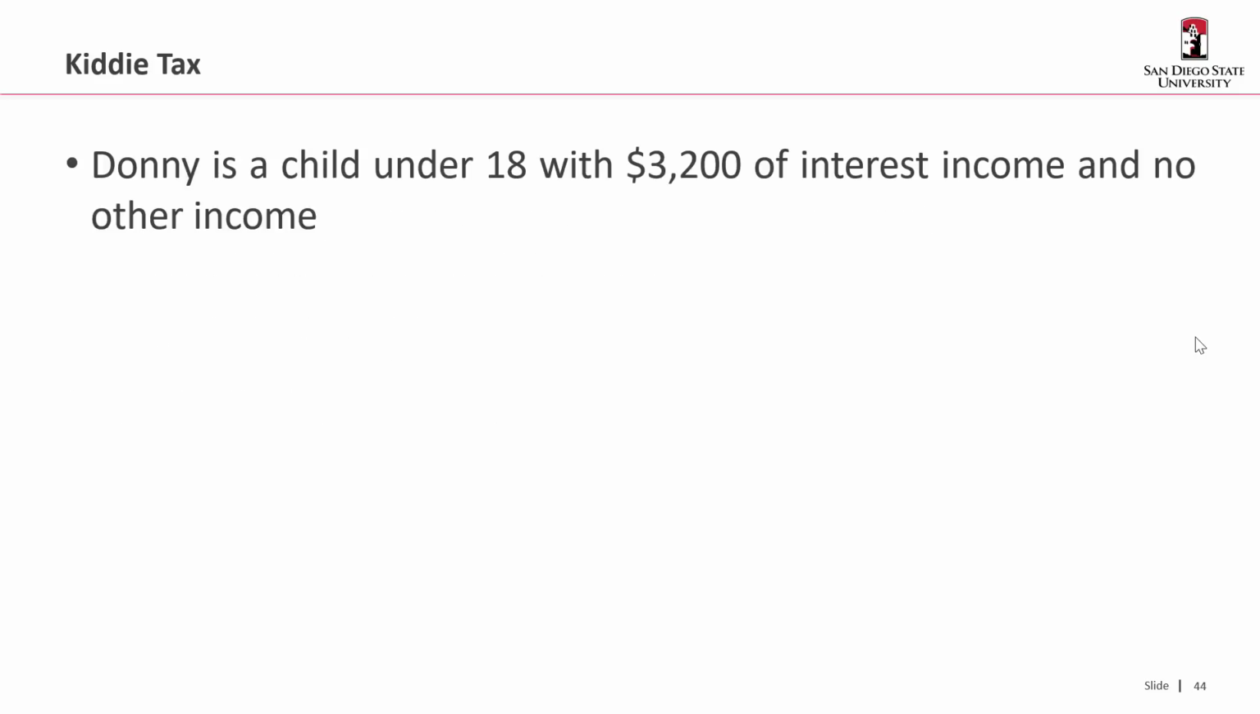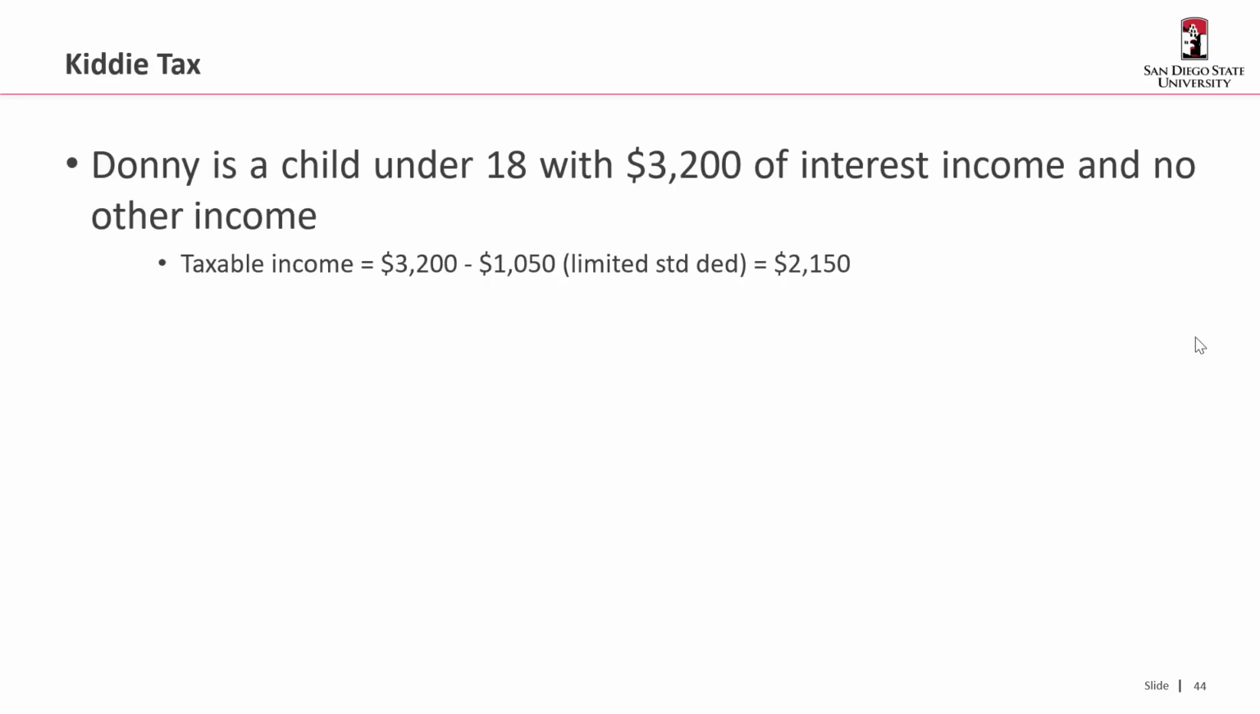So we're going to do a bunch of examples together. So Donnie is a child under 18, and he's got $3,200 of interest income and no other income. So you have to just assume maybe Donnie's parents put some money in a money market account or some treasury bonds or something. And so he's generated $3,200 of interest income. He has no earned income because he got no other income at all. So the first thing you would do is you would calculate Donnie's taxable income. Now recall, Donnie's being claimed as a dependent by another taxpayer.